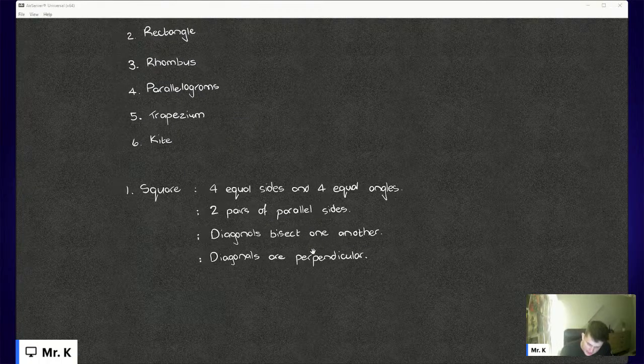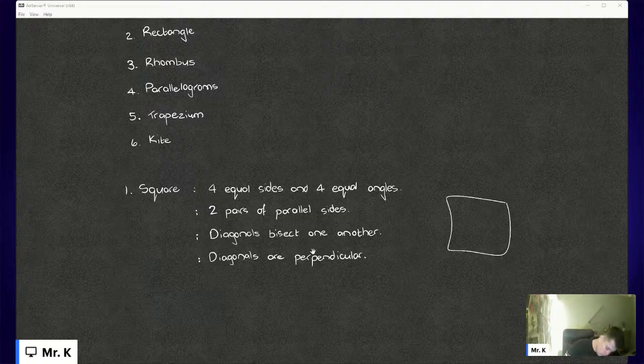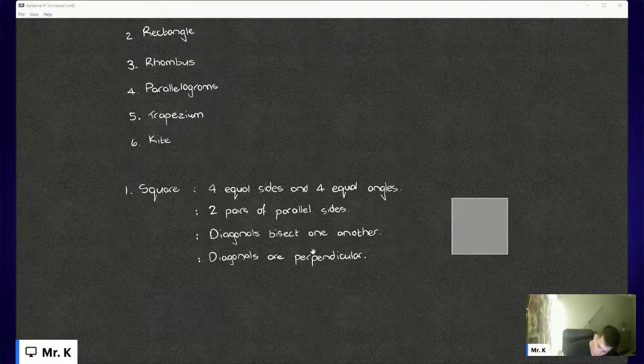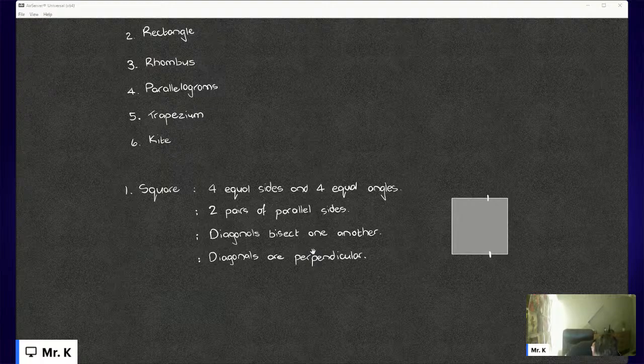So, what does this look like in a diagram format? Let's quickly draw a square and fill in the information. Here's our square over here. We know that all four sides are equal in length, so we can use the following marker, right? One line on all four sides of our square tells us that they are equal in length. So we know that. We know that all four corners carry the same angle. All four corners are 90 degrees.